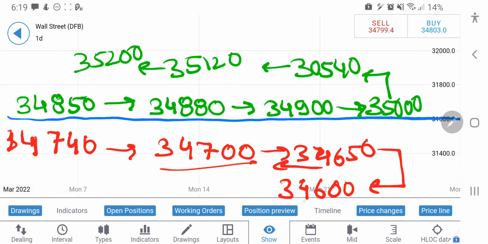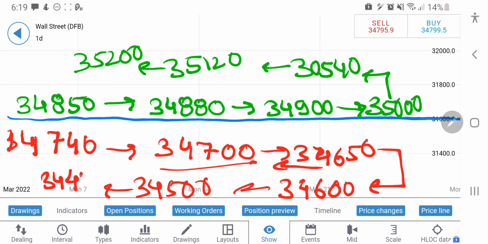So here 34,600 means a plus minus 20 zone. It can try to go towards 34,580, 34,620. Now below this zone, definitely it will try to hit the 34,500 and 34,400 zone. So stay cautious, stay alert, and take your positions accordingly.